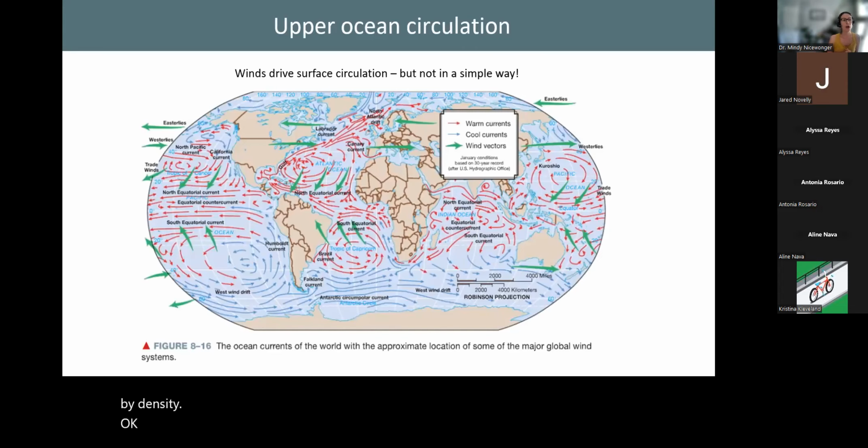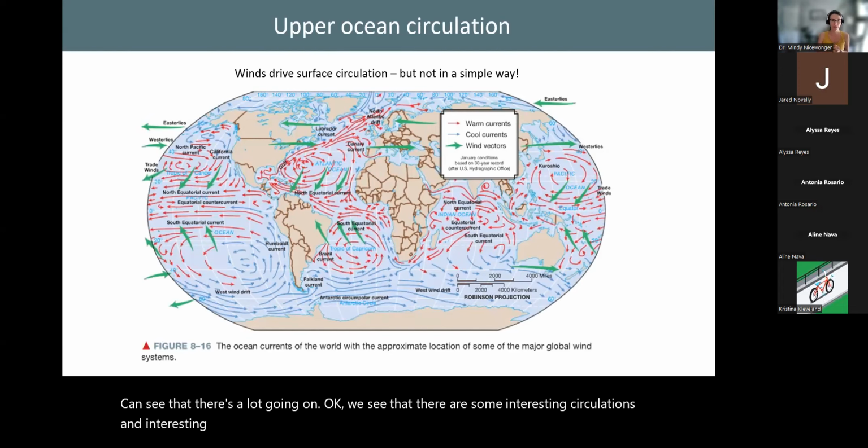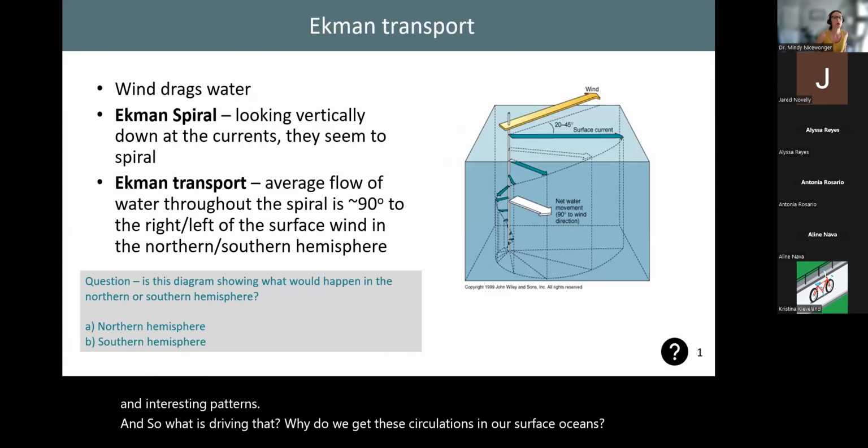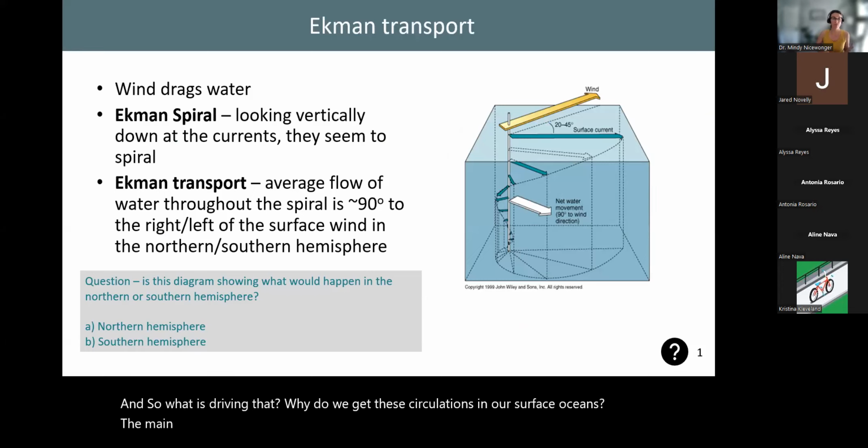Okay, so when we look at our upper ocean circulation, we can see that there's a lot going on. There are some interesting circulations and interesting patterns. So what is driving that? Why do we get these circulations in our surface oceans? The main reason is the wind. As that air blows across the ocean surface, it's dragging and pulling the water with it.